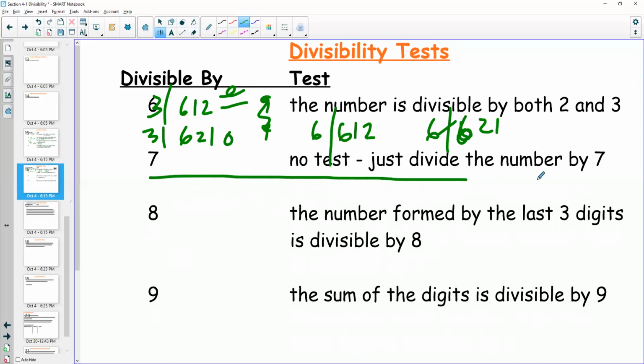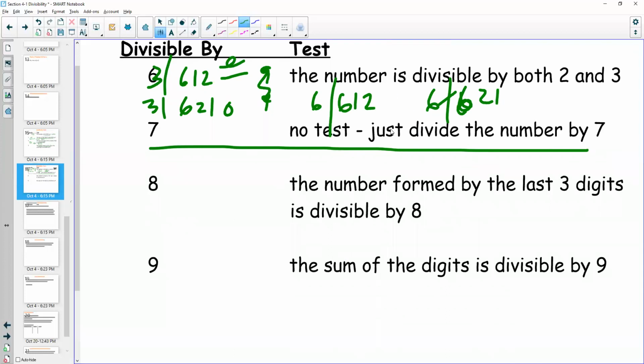There is no test for 7. I'm sorry to say, there just isn't. You gotta actually do the division there. For number 8, the number formed by the last 3 digits is divisible by 8. So 8 is a little different than 4, but it's the same idea.